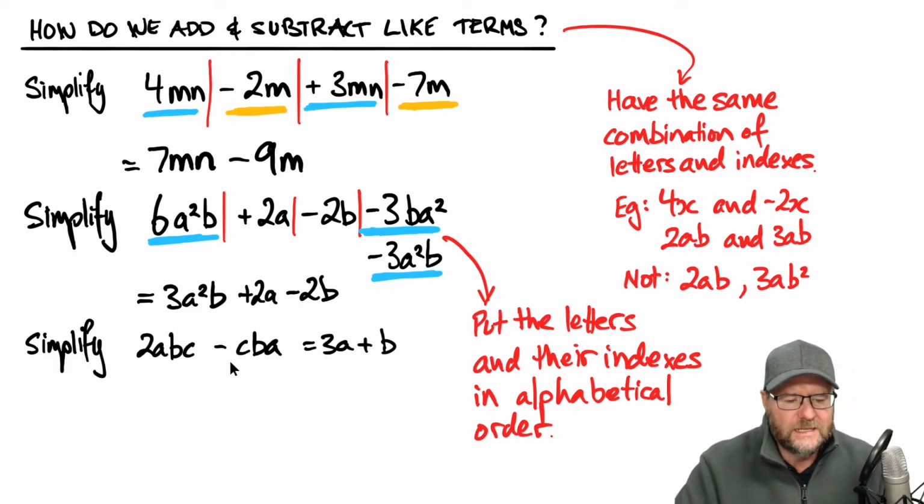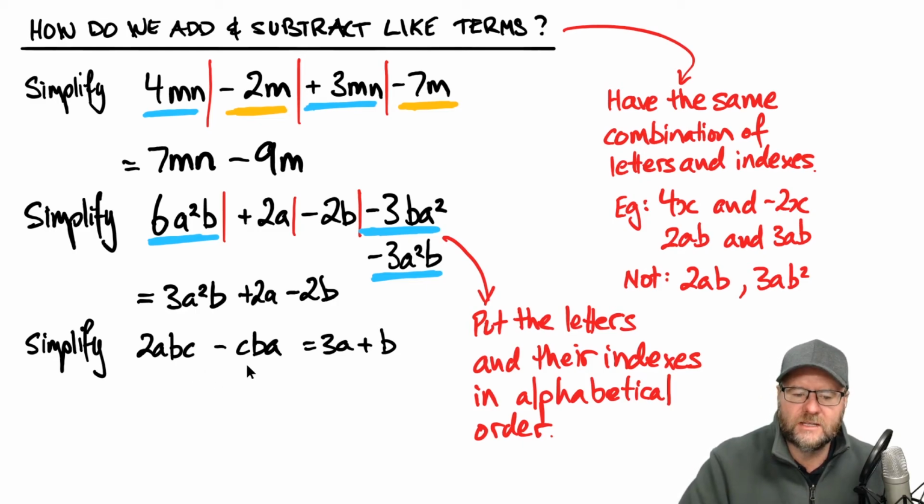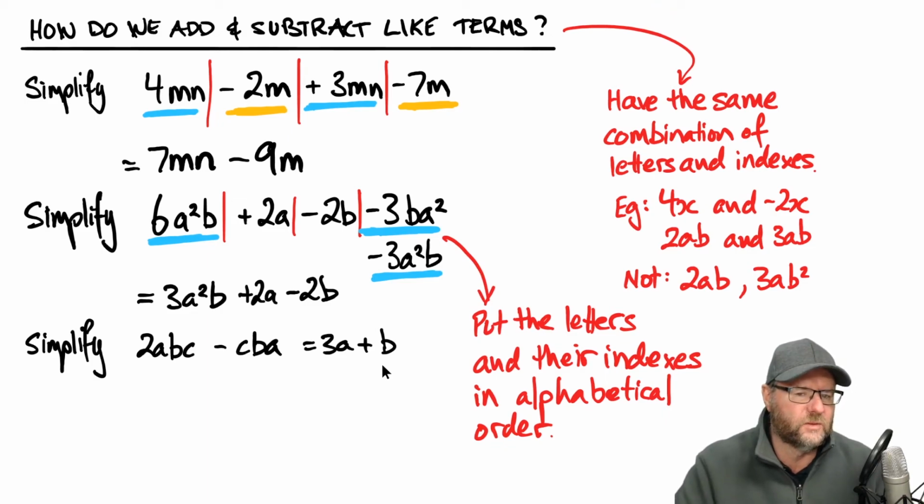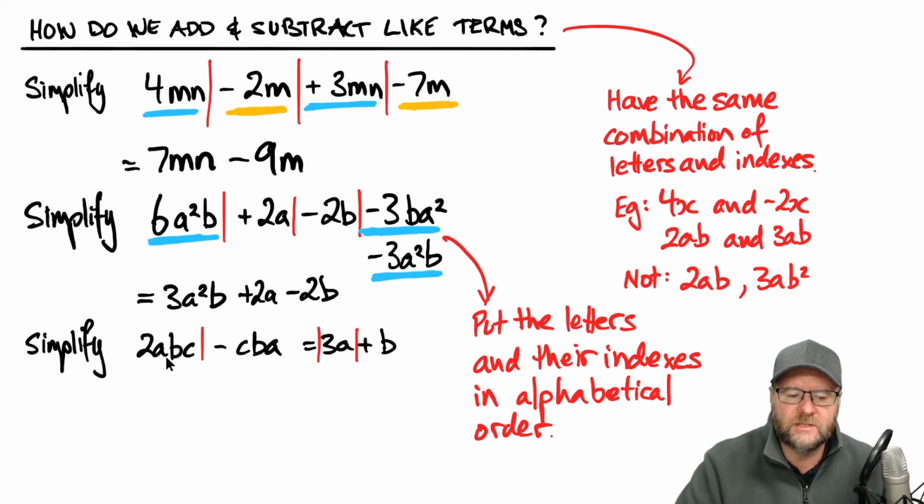One last one. Simplify 2abc minus cba equals 3a plus b. There's a couple of little twists in this one, nothing too hard. Once again, split it into its terms. And remember I said every time there's a plus or a minus sign or an equal sign, that also represents a new term. So there's actually 4 terms. There's this one, 3a, and the plus b. Now, going back to what we did in the previous question, these ones are not in alphabetical order.